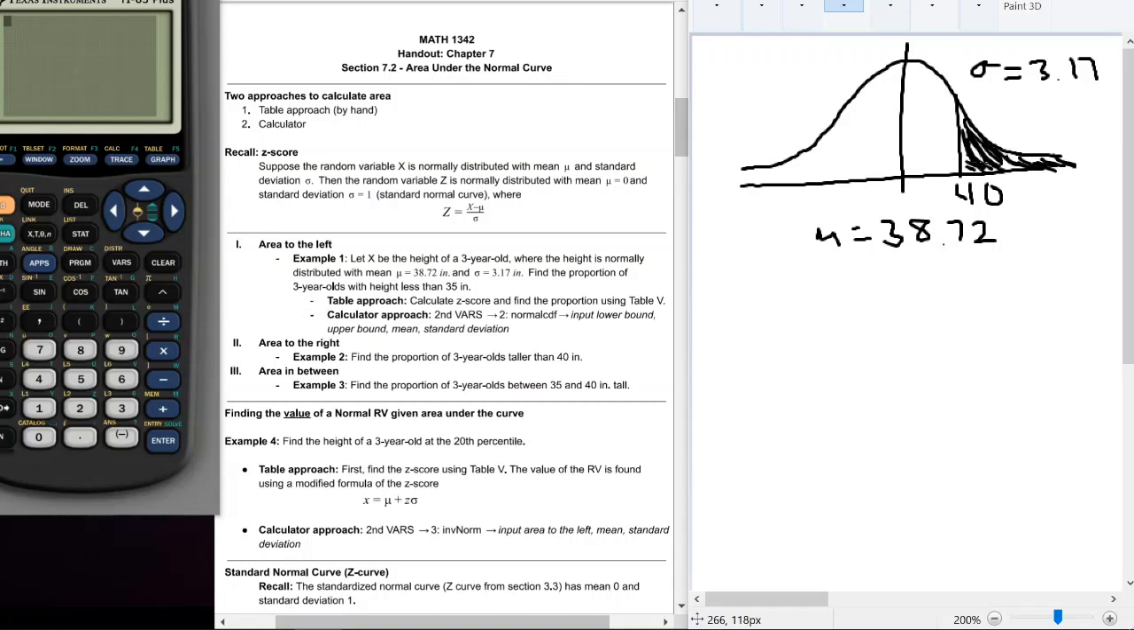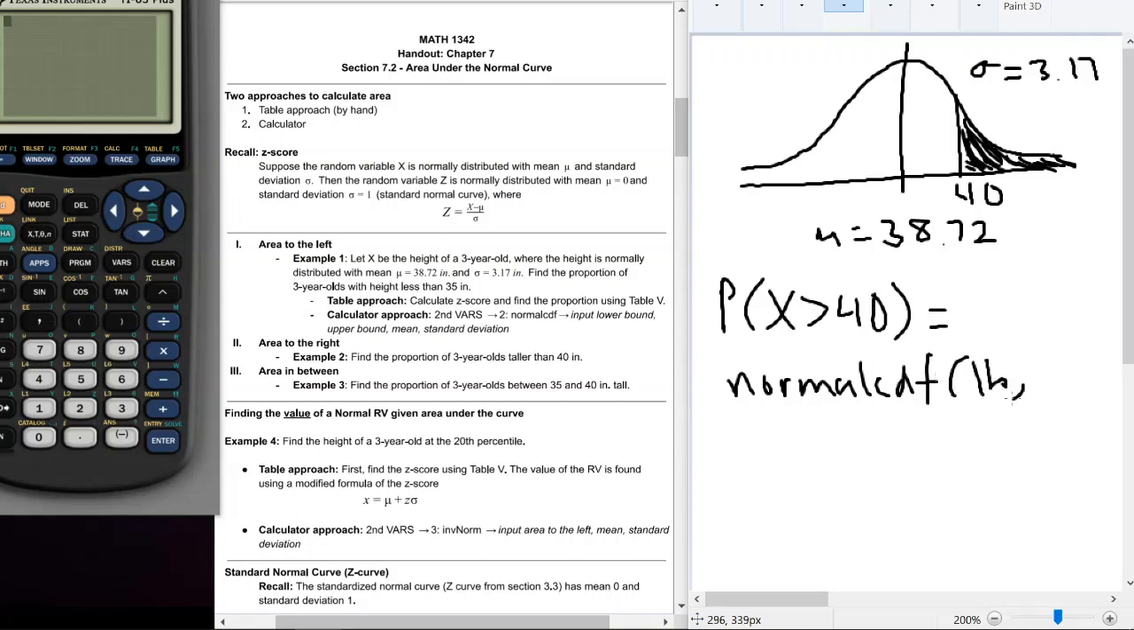So now the question is asking us to find the probability that x is greater than 40. And normal CDF, its purpose is to find area under the curve. So let's use normal CDF. Once again, remember we need 4 entries. We need the lower bound of the shaded region. How low on the number line does the shaded region go? How high on the number line does the shaded region go? The mean and the spread. Okay, so normal CDF.